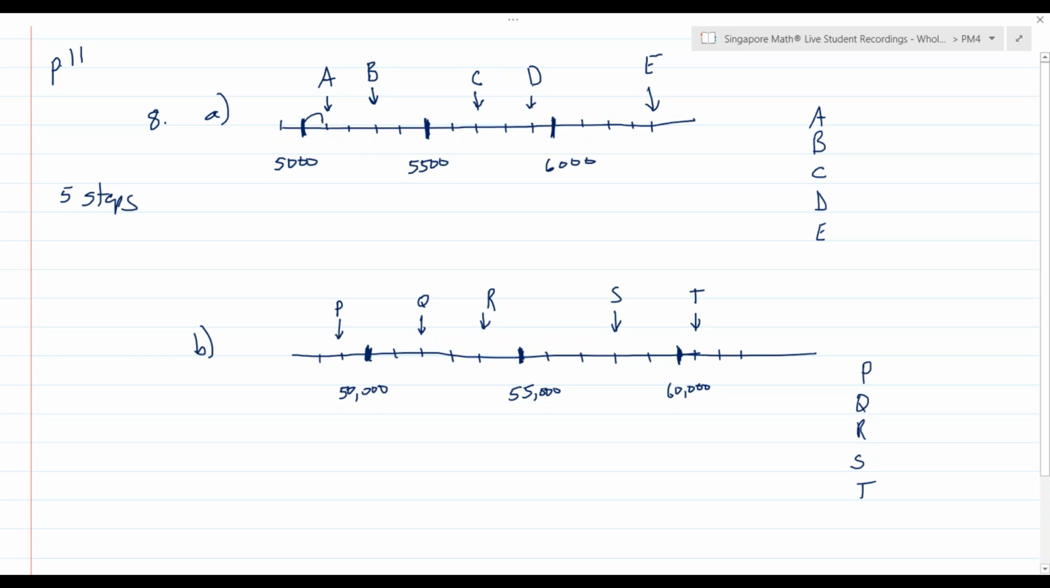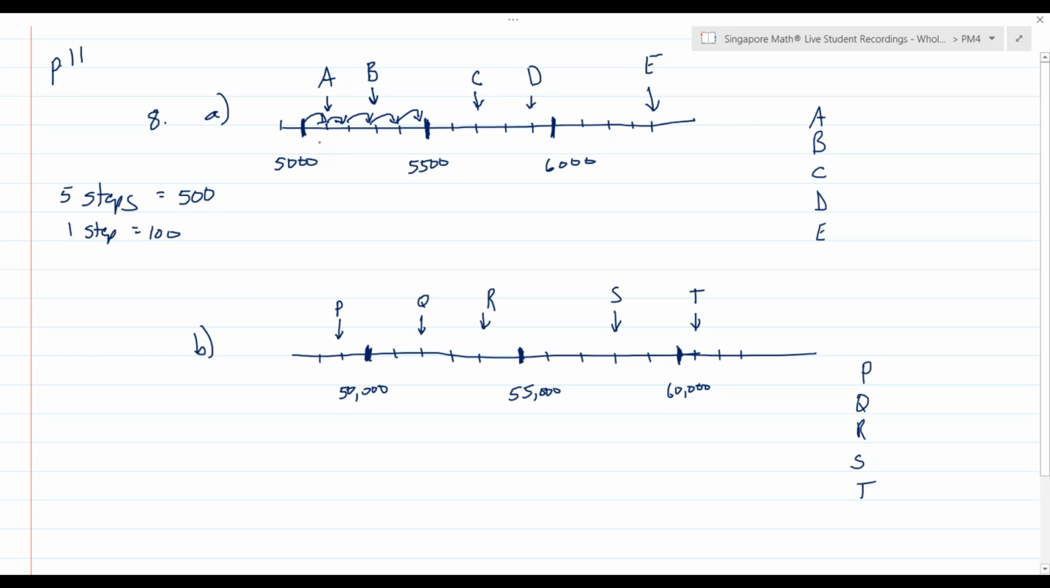By step, I mean there's one, there's a second one, there's the third one, and the fourth one, and the fifth one. Notice there are 4 lines, but there are 5 steps, and that represents a jump of 500 units from 5,000 to 5,500. That tells us that one step is going to be 100 units.